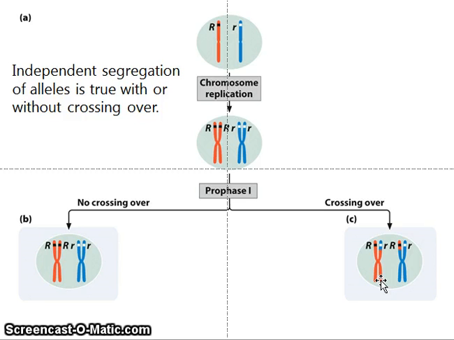Independent segregation of alleles is true whether or not you have crossing over. So we can think of it as being independent of crossing over.